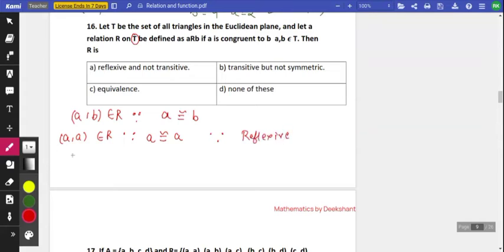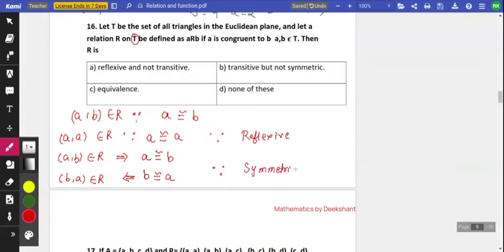For the given relation to be symmetric, if A comma B belongs to relation R, shows that A is congruent to B. We can also say that B is congruent to A. It means B comma A also belongs to relation R. Therefore, the given relation is symmetric, because A comma B belongs to relation R and B comma A also belongs to relation R.